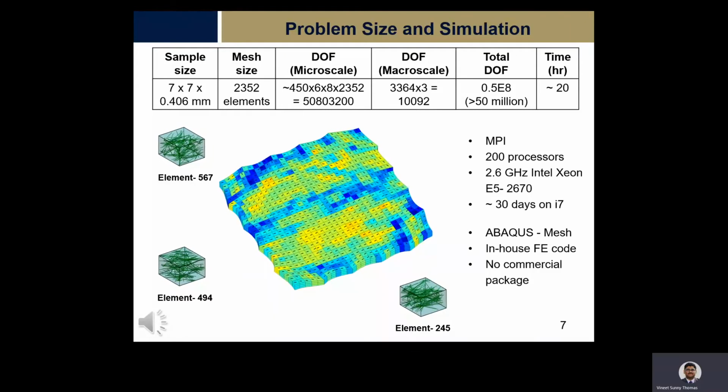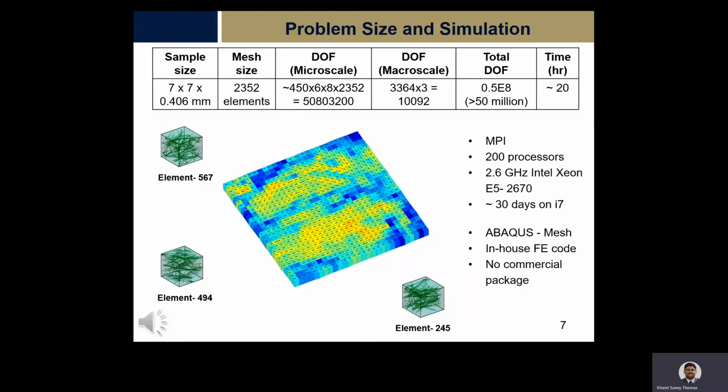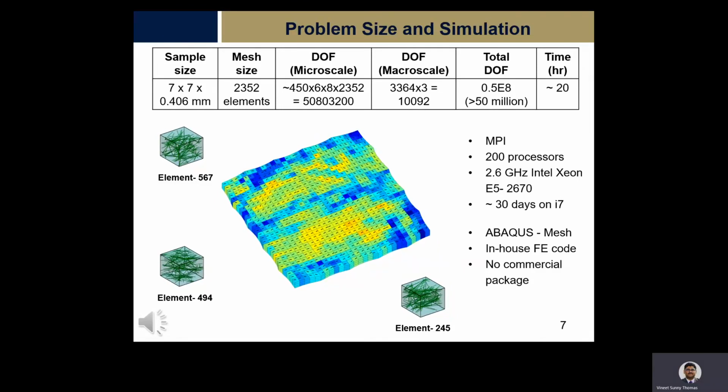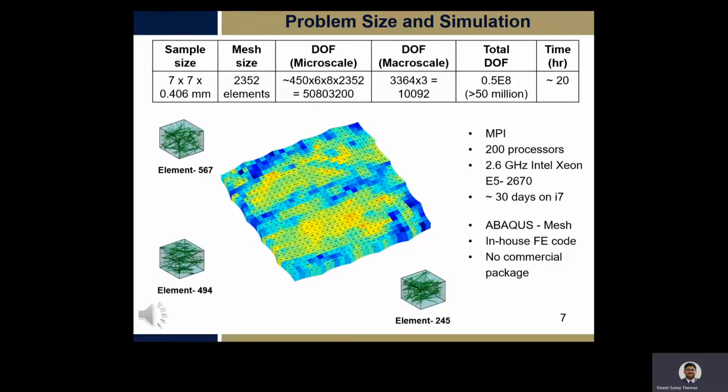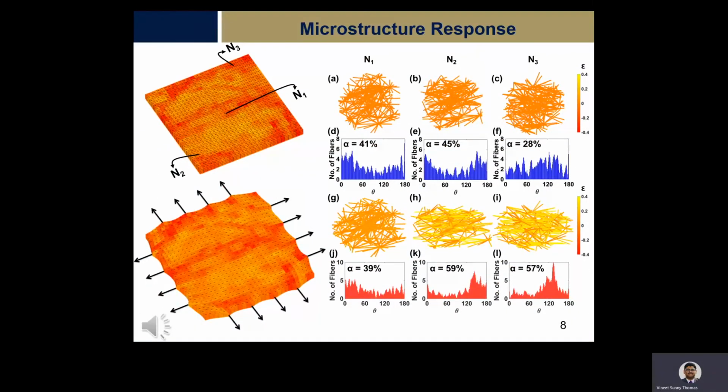The job took about 20 hours on the supercomputer using 200 processors to solve for over 50 million unknown variables in each time step. Three networks in their undeformed and deformed states from three different regions of the model are presented here. We can observe that the network from the central region remains almost unchanged. However, the networks from the boundary region showed prominent changes in their distribution. That is, they became more organized along the direction of the applied load.